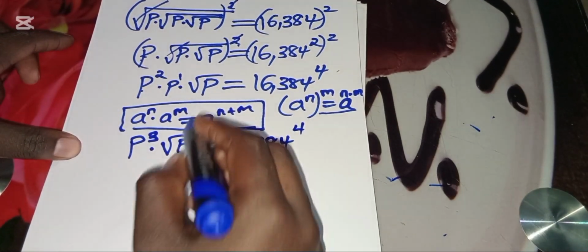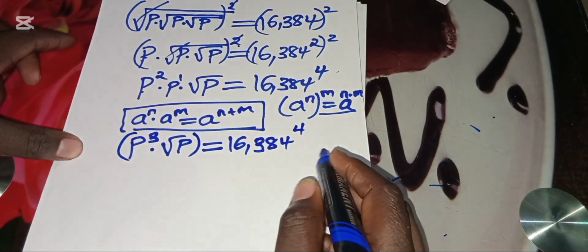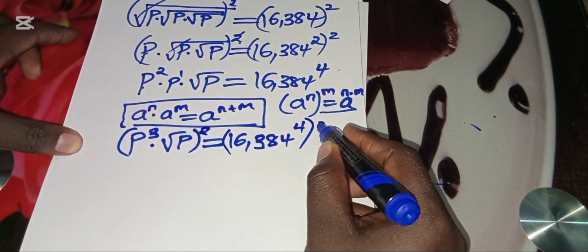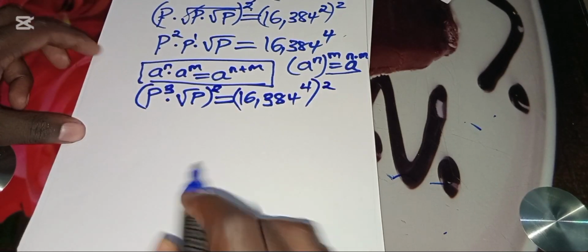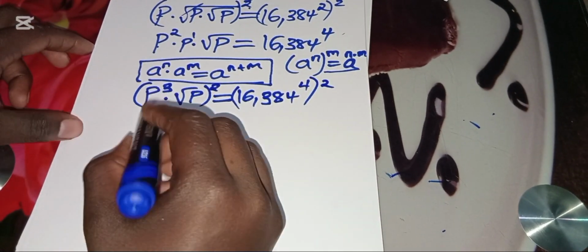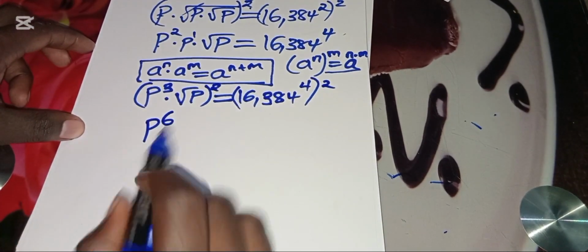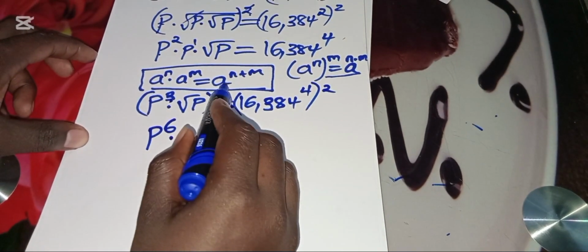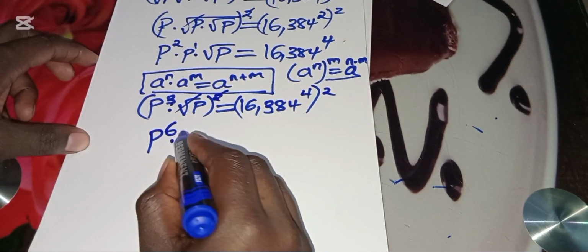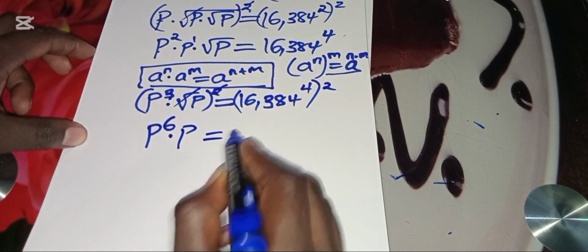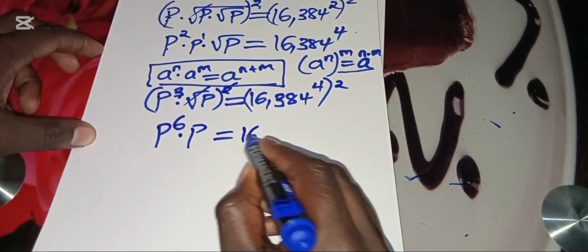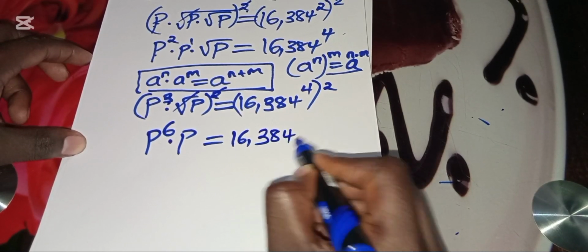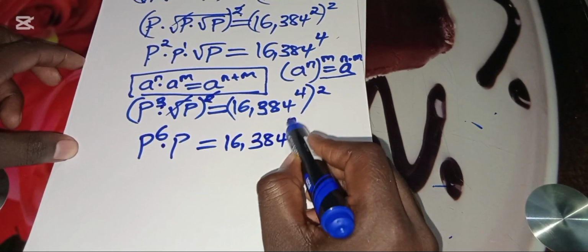Okay, so again, we square both sides, so that now we are going to have p raised to power 6. This is 3 times 2, which is 6, multiplying by p, now that we eliminate the square root sign. This is equal to 16,384 raised to power 4 times 2, which is equal to 8.